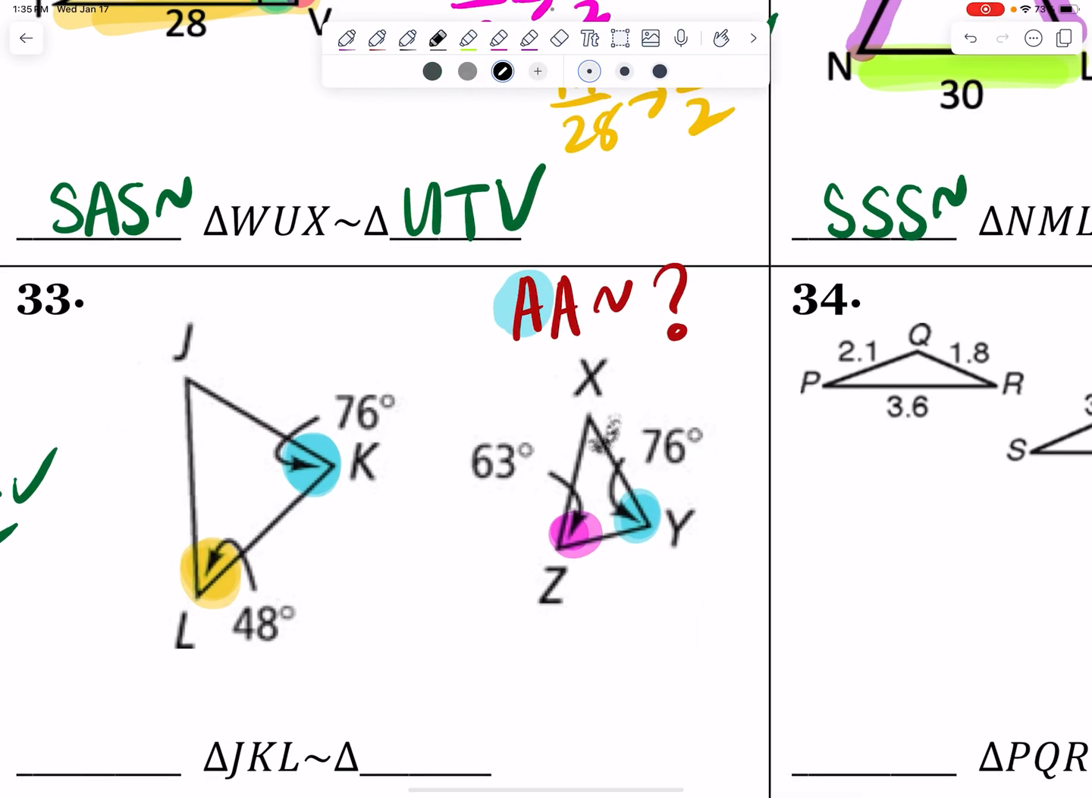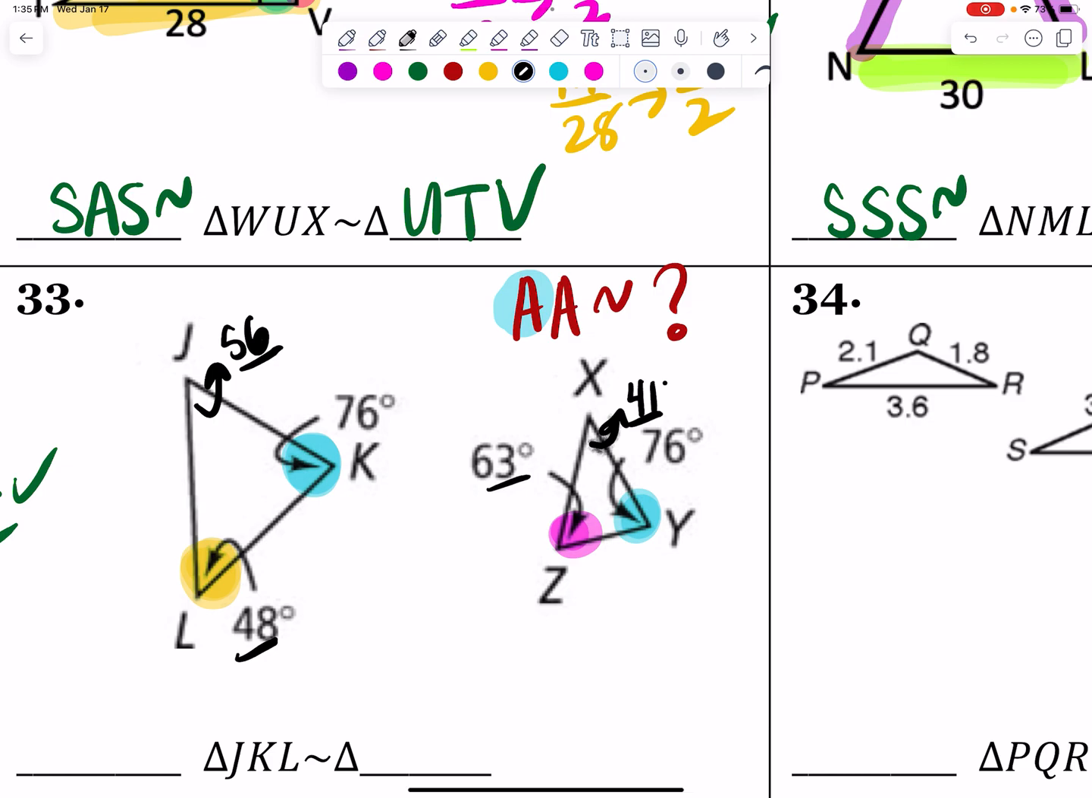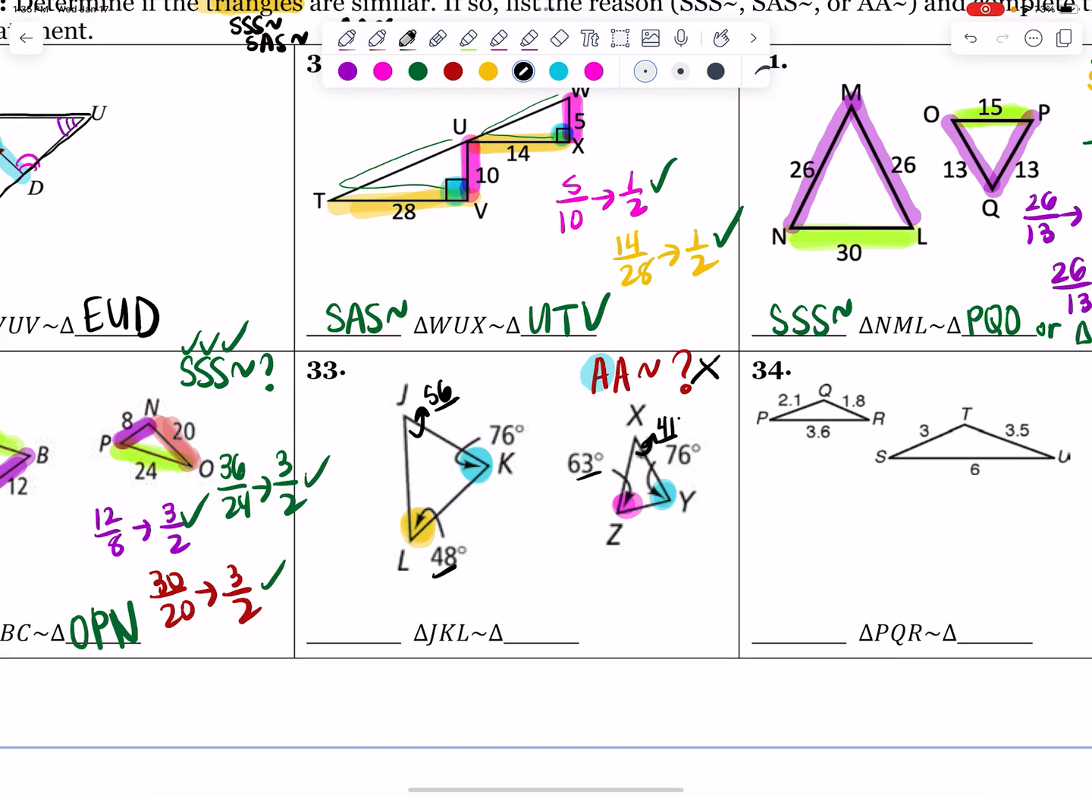So what is the third angle right here? Let me mark that a little bit darker. What is the third angle right here? The third angle right here is going to be 41 degrees when you find it. The third angle right here is going to be 56 degrees. So 56, 48, 41, 63, those are not the same. So this is not angle-angle similarity. These are in fact not similar.